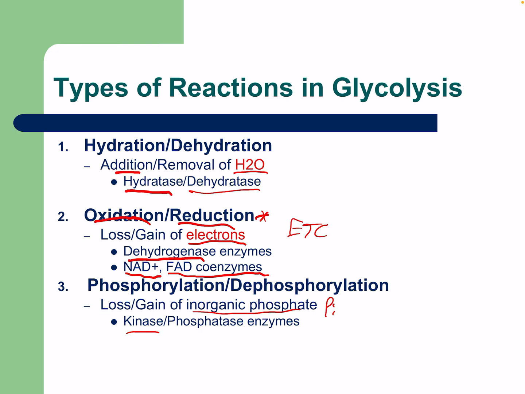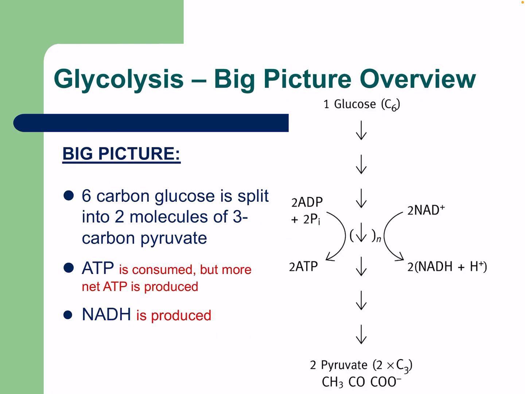And these involve kinase or phosphatase enzymes. So here's the very, very big picture overview. Also, just want to mention quickly that it's very important once we start moving through these pathways to count the carbons. So counting the carbons is quite helpful of knowing what stages are occurring at what time.